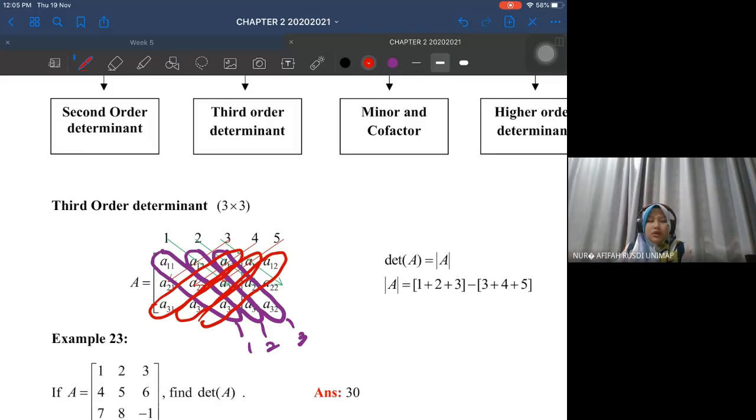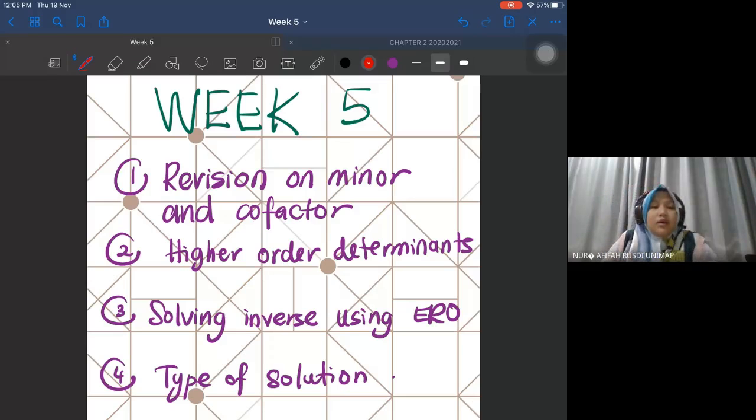Okay, so tolong betulkan awak punya notes tu. Saya rasa kalau you tengok video tu you faham lah, sebab saya dah suruh you tengok video kan. Okay.